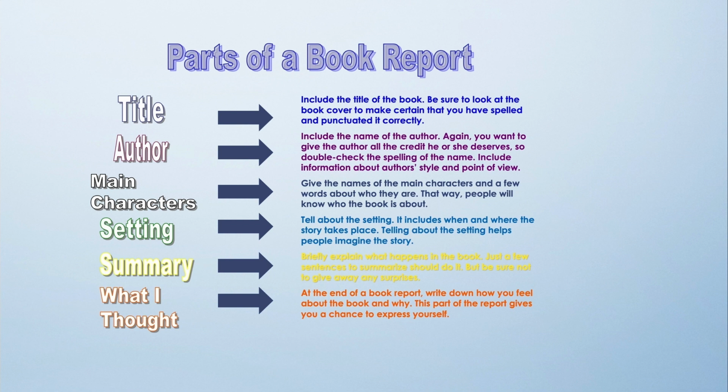Include information about the author's style and point of view. 3. Main characters. Give the names of the main characters and a few words about who they are. That way people will know who the book is about. 4. Setting. Tell about the setting. It includes when and where the story takes place. Telling about the setting helps people imagine the story.